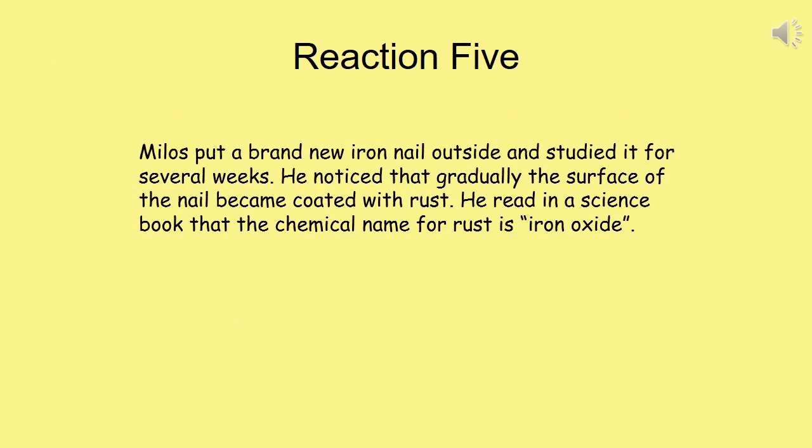This is the second to last one. Well done if you're still with me and you're still trying hard. Good. Miloš put a brand new iron nail outside and studied it for several weeks. He noticed that gradually the surface of the nail became coated with rust. He read in a science book that the chemical name for rust is iron oxide.